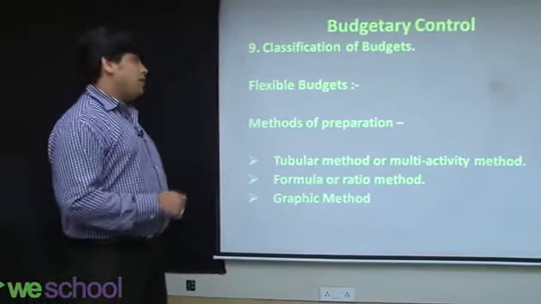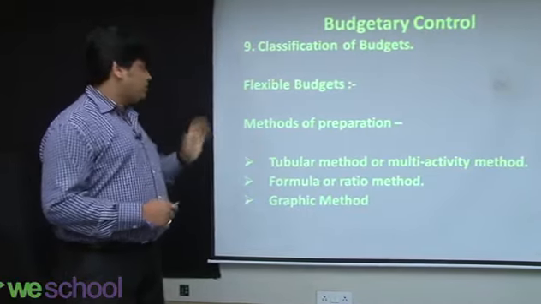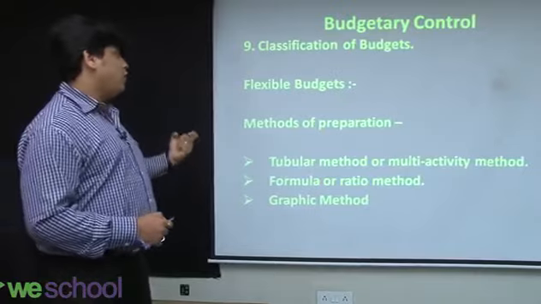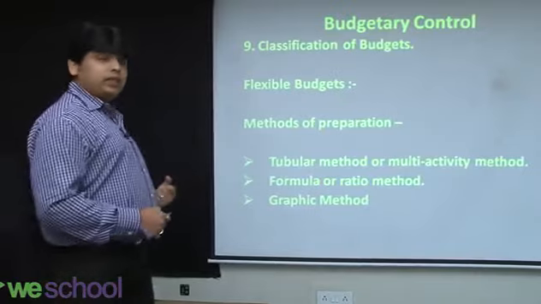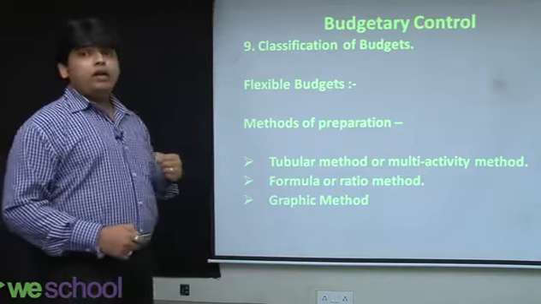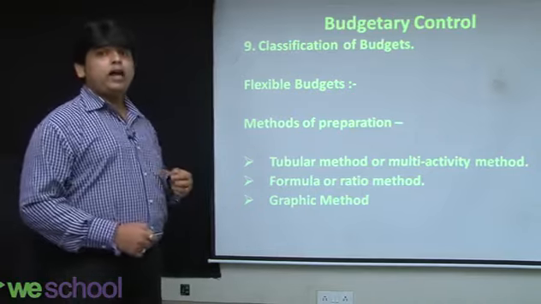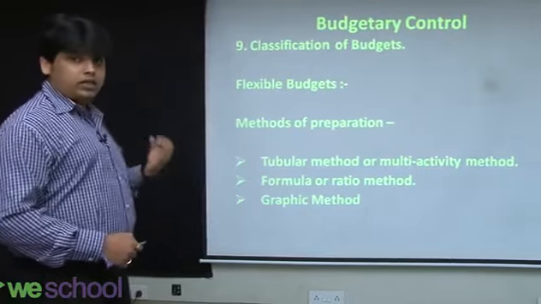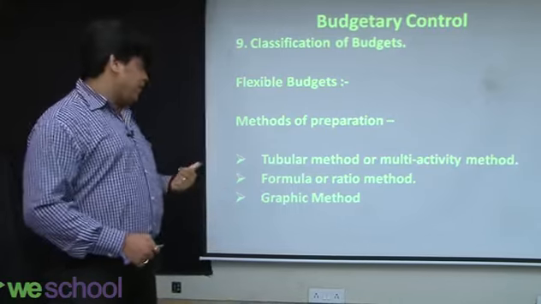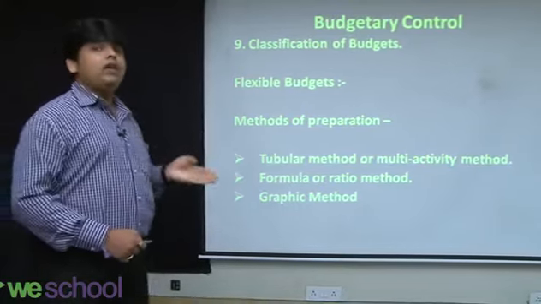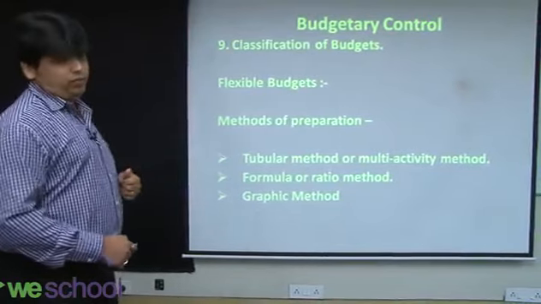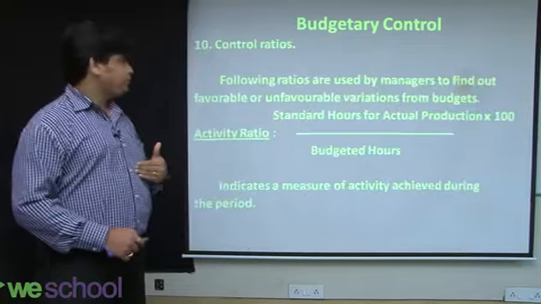Now, methods of preparing. We can prepare a flexible budget in tabular form, columnar-wise, or by the formula or ratio method, or the graphical method. We make different columns for different levels of activity, or we can use the ratio method. There are certain ratios which we are going to study in the later part of this chapter. In the graphical method, we make graphs for different levels of activity, and from that we can make out the behavior of the cost and the profit.